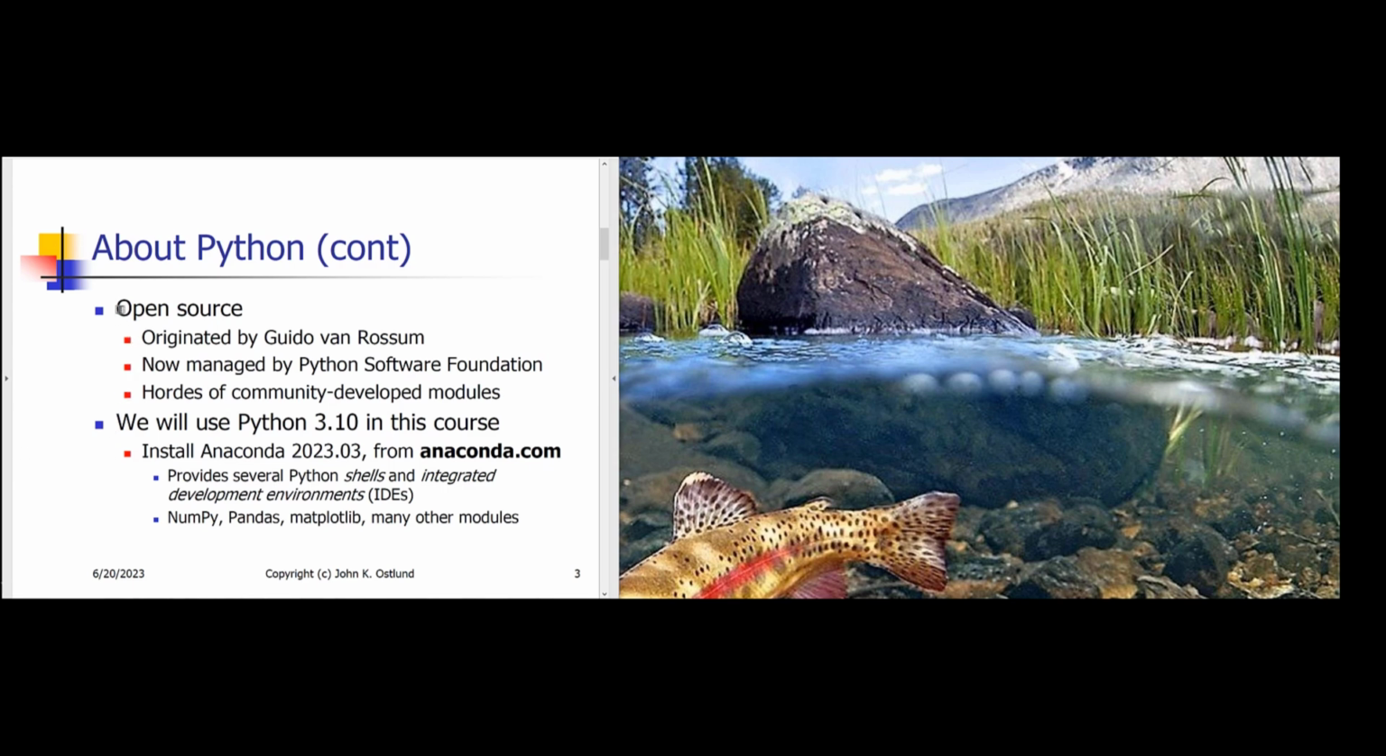Python is an open source project, meaning it's free to use for personal use or academic use or what have you. It was originated by a fellow named Guido van Rossum, who was the driving force behind Python for many years. Nowadays, an organization, sort of loosely knit in the way of open source projects, called the Python Software Foundation controls Python, and they have new releases on a periodic basis.